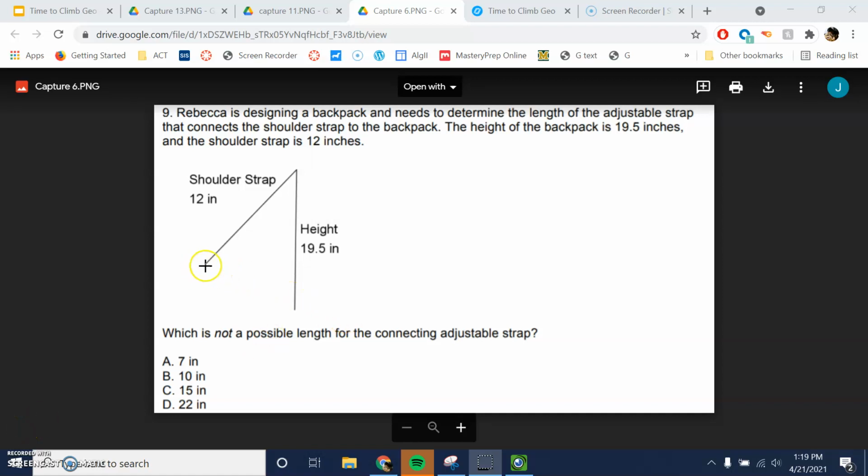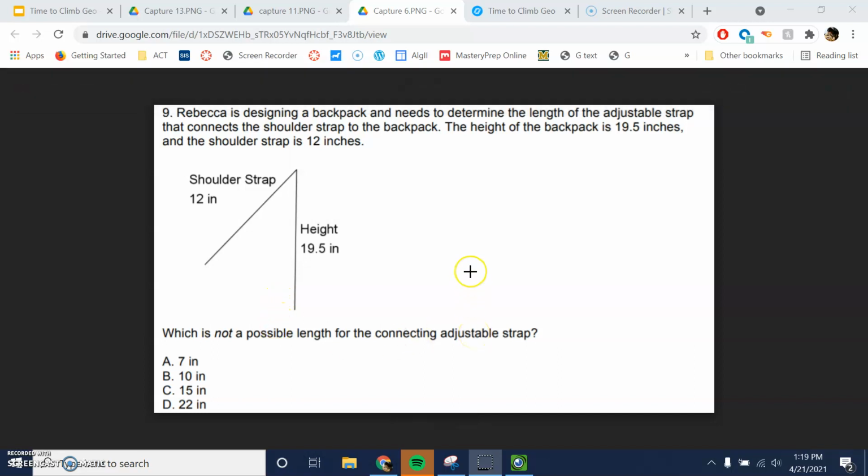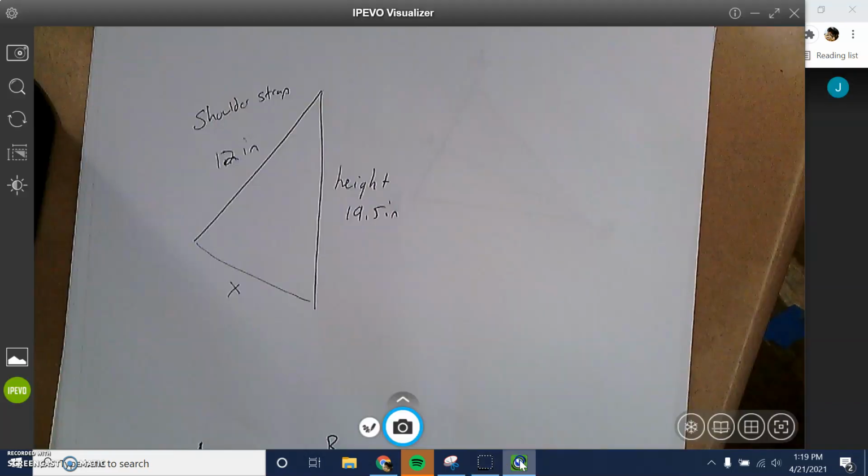Here's number one. We need to find an adjusting connectable strap right here to make the triangle. What is not a possible length? A, B, C, or D? Ready, set, go. All right, let's see what we got.